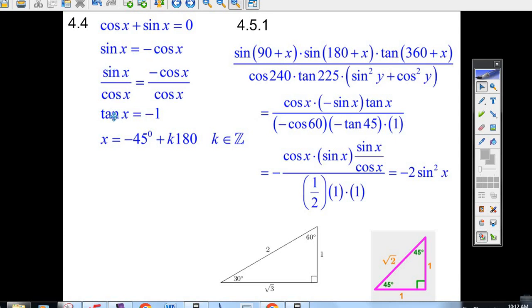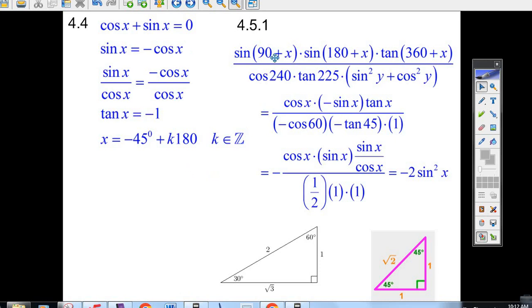Sine x over cos x is tan x. Cos x over cos x is minus 1. And ask your calculator, hey, what angle fits with minus 1? And it's minus 45 degrees, and it repeats itself every 180 degrees, where k is a counting number. And there it is, the general solution.